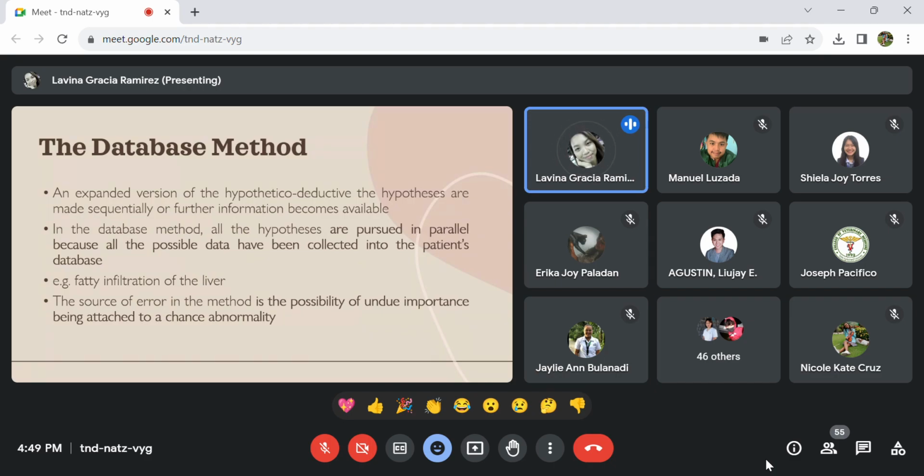However, the source of error in this method is the possibility of undue importance being attached to a trivial abnormality. In short, because this is a database method, the clinical history, laboratory exams, etc. are all there. Massive information. There is so much information that some of the inclusions may not be directly needed. Sometimes they are only indirectly related to the cause.